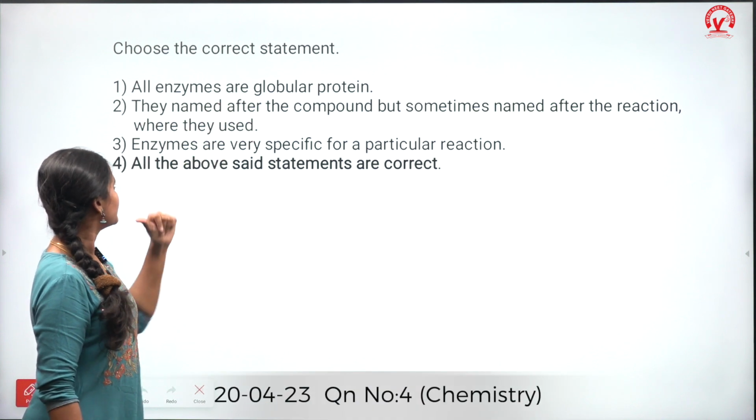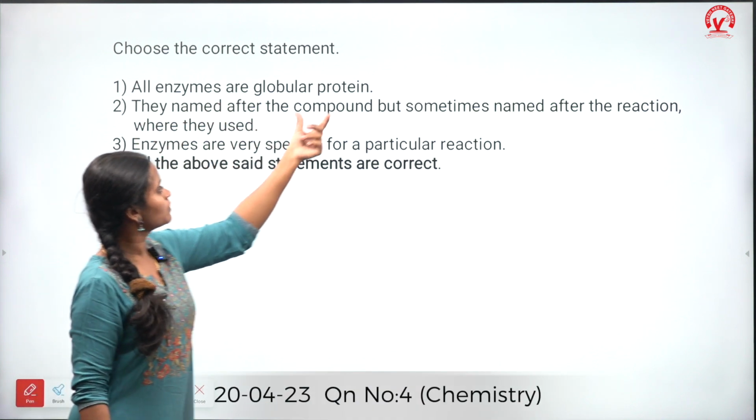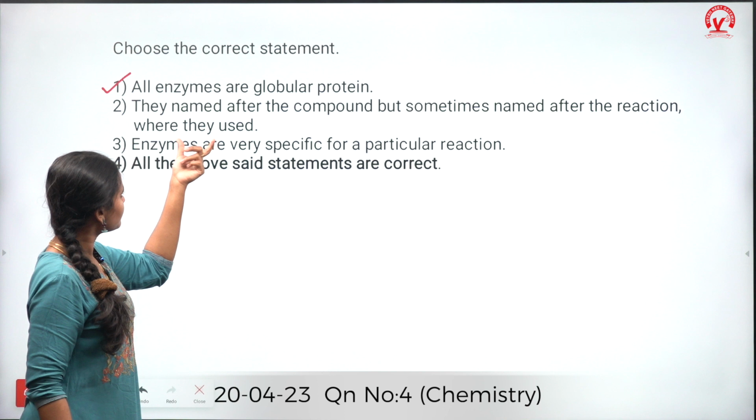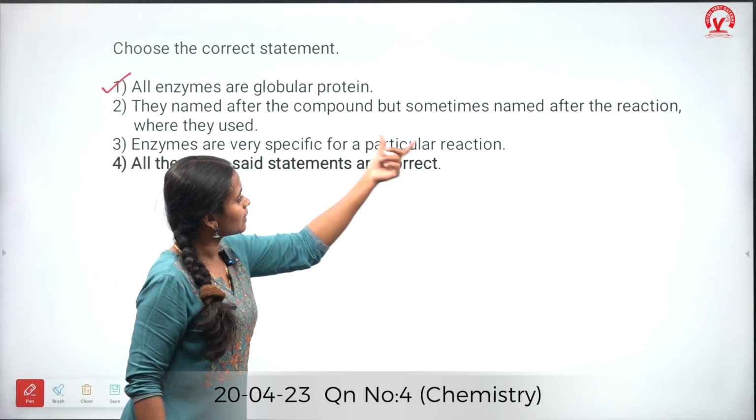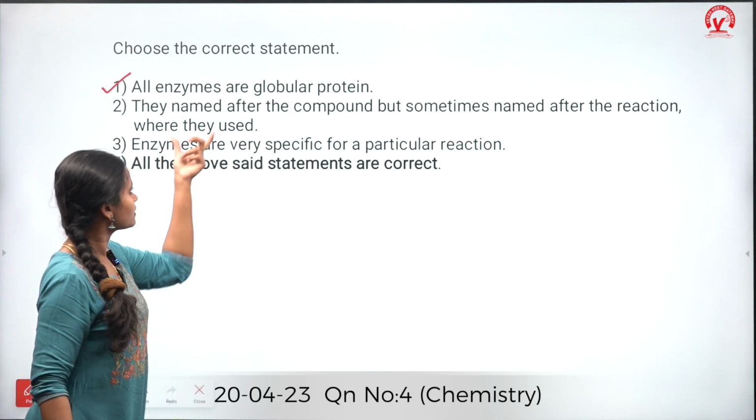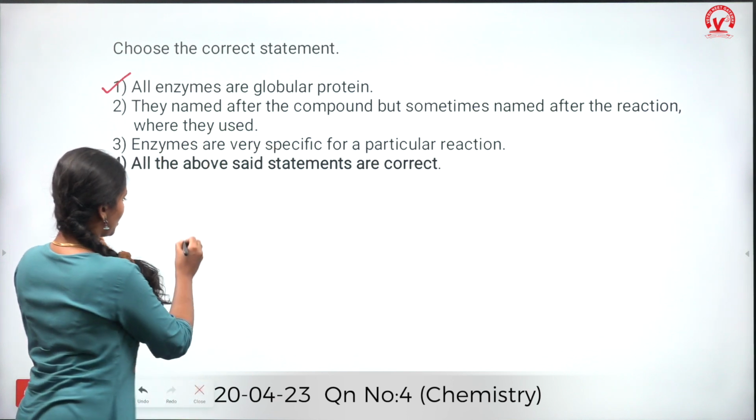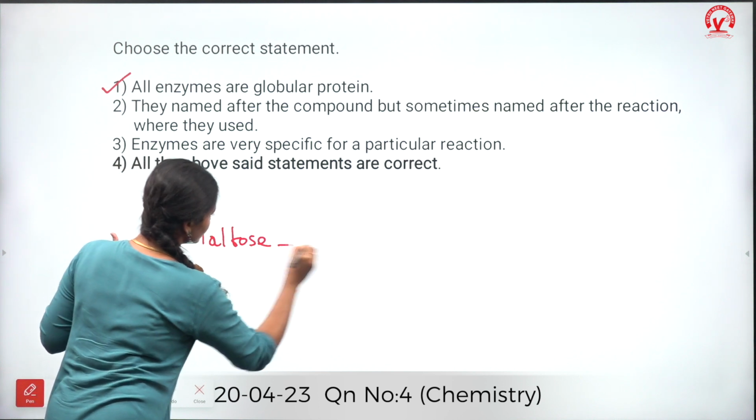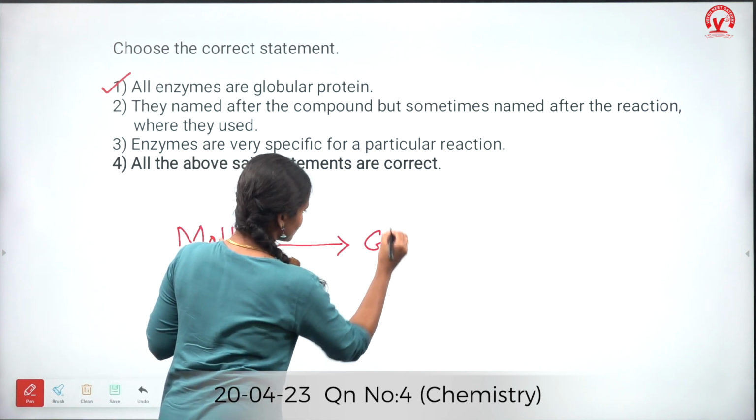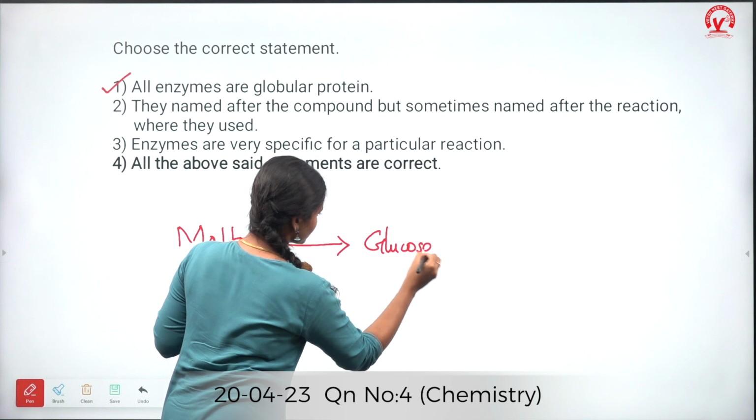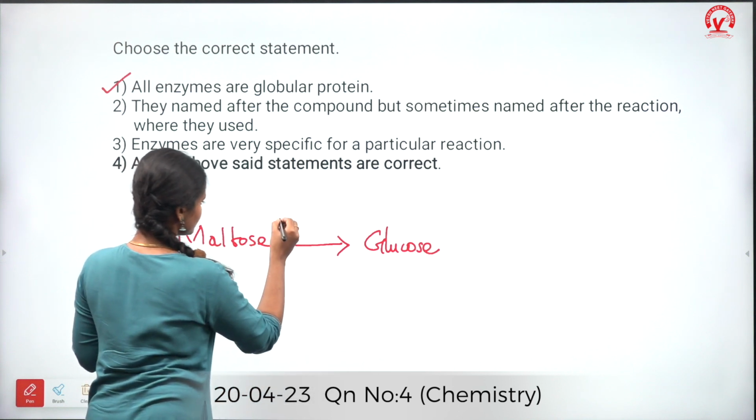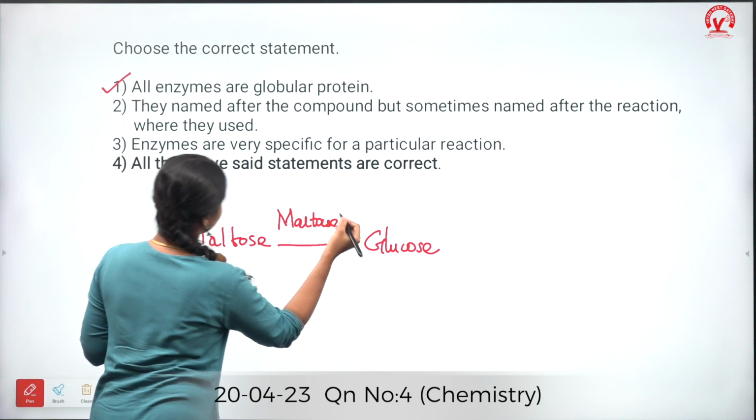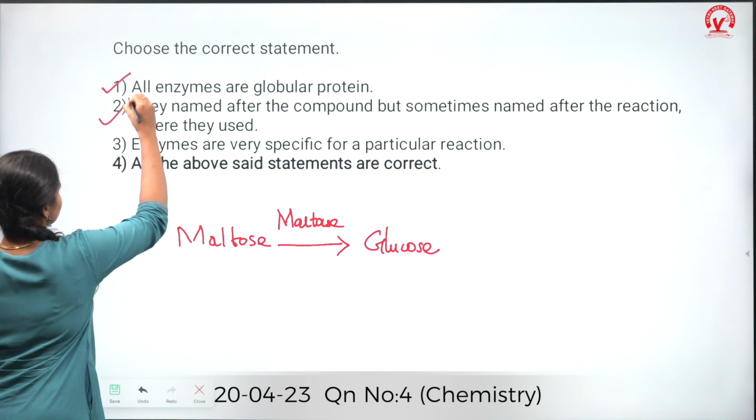Choose the correct statement. All enzymes are globular protein. This is correct. Second one is they are named after the compound but sometimes named after the reaction where they are used. For example, maltose, which is converted into glucose. In this process, the enzyme used is maltase. This is also a correct statement.